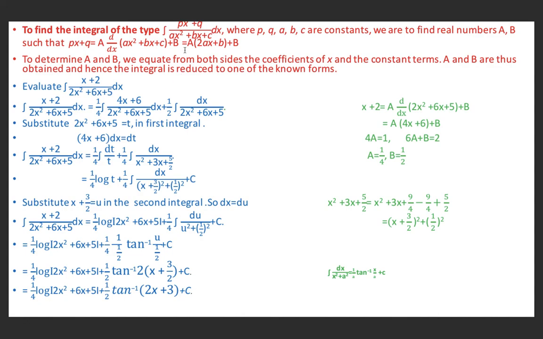So if we have a term of the form px plus q upon ax square plus bx plus c, then write it as a into derivative of denominator plus b, and get the values of a and b, and then express it as a sum of two integrals, and you will get the forms which you have done in previous lectures or in previous classes. Then it will be easier for you to integrate the given integral.